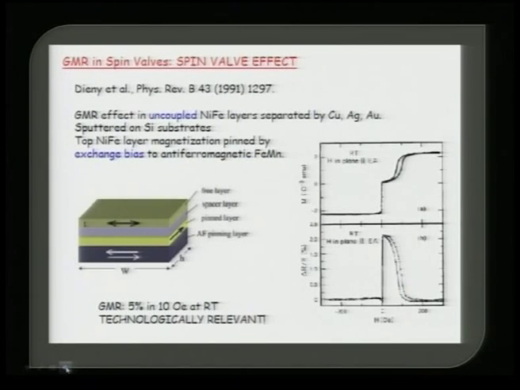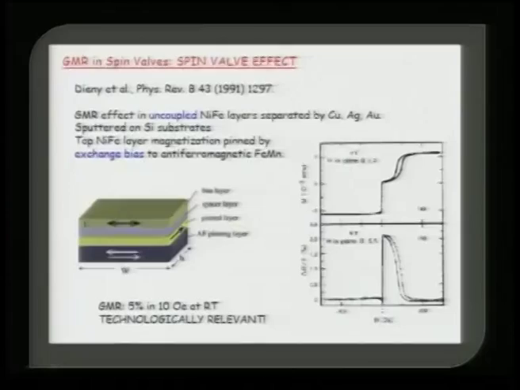Now GMR in spin valves is typically of this nature. I have already shown you a cartoon impressing upon the importance of it. So you actually have an antiferromagnetic pinning layer which is pinning a ferromagnetic layer, therefore that moment is fixed, and then you have a spacer layer and a free layer. This free layer can rotate either this way or it can rotate this way freely, changing the overall resistance of the device.